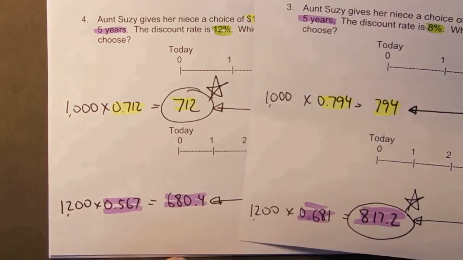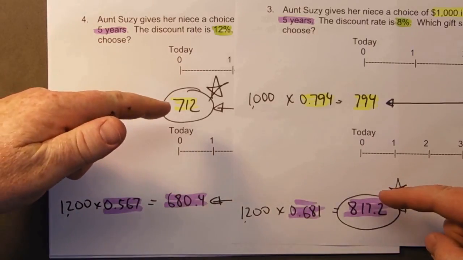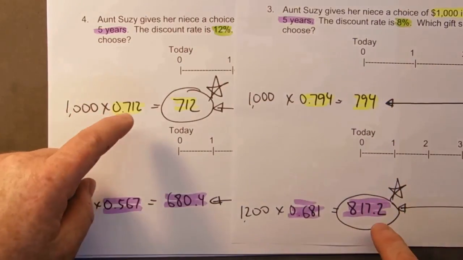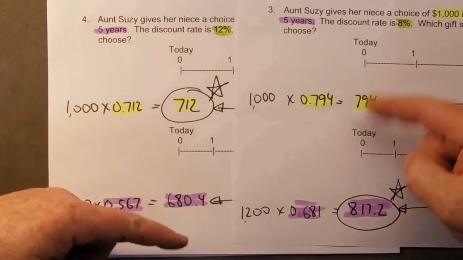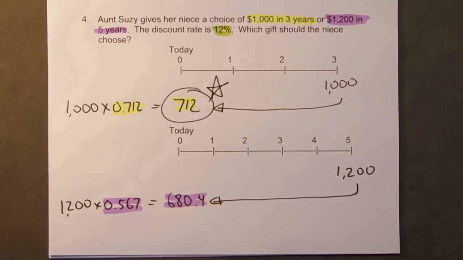Now you notice something. If you go back to number 3, the only thing that was different was the interest rates for those two. But it changed which one we would pick. So the moral of this story is that the interest rate can actually change your decision. Okay, let's go on to problem 5.